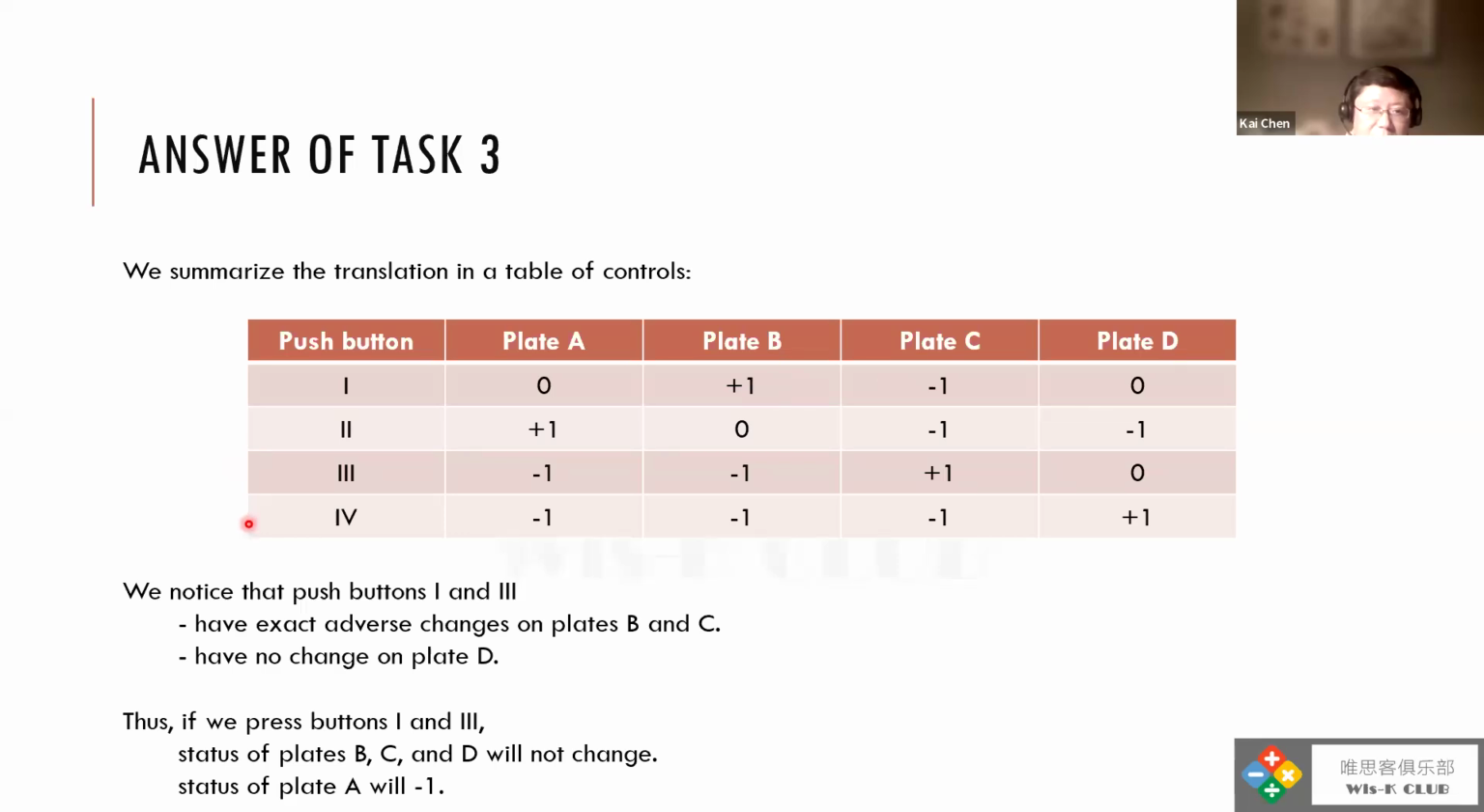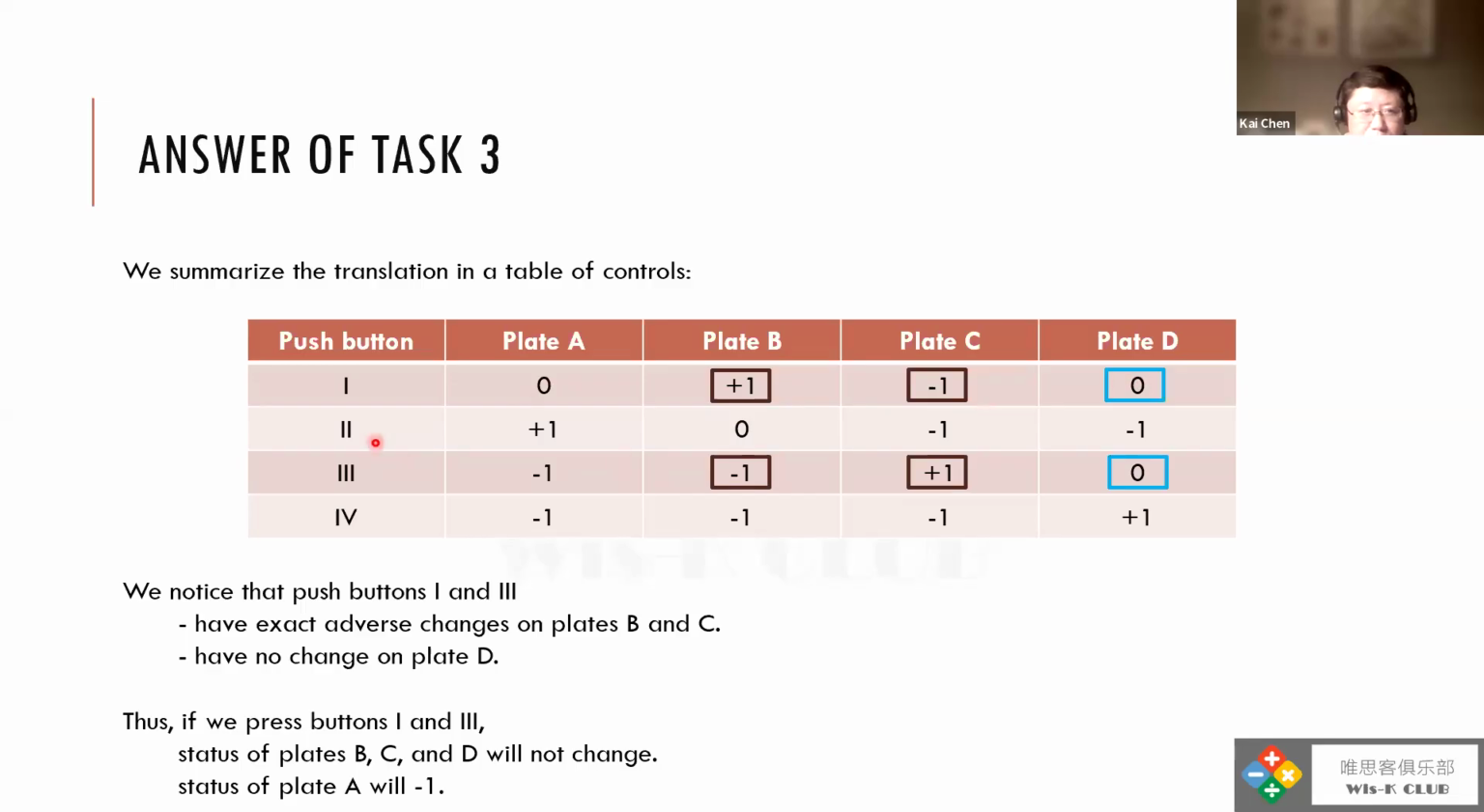Okay. Next step is to say, I want to change plate A, but not B, C, D, right? So that's task 3. We want to control A only. And we notice push buttons 1 and 3. Here we have a plus 1 for B on button 1, and accordingly on button 3, we have a minus 1. And for plate C, button 1 gives you minus 1, but button 3 gives you plus 1. And for plate D, we have both zeros, meaning no change.